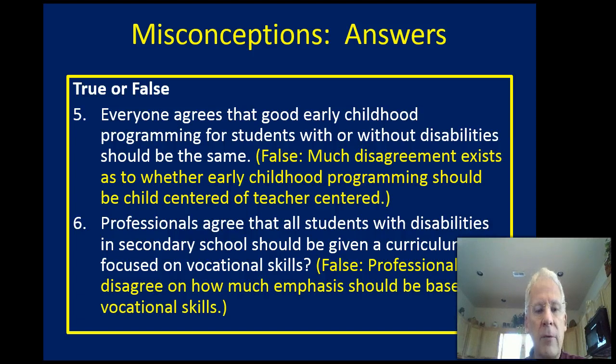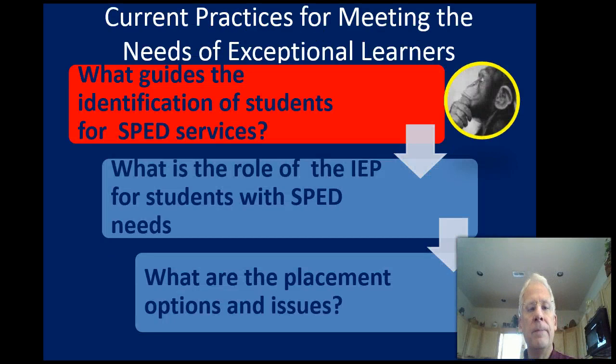And the last one: professionals agree that all students with disabilities in secondary school should be given a curriculum focused on vocational skills. We all know people in our classroom, friends, that may have a disability. That does not condemn them to being in vocational programs. They can often overcome or work around their disability, so the answer to that is false.